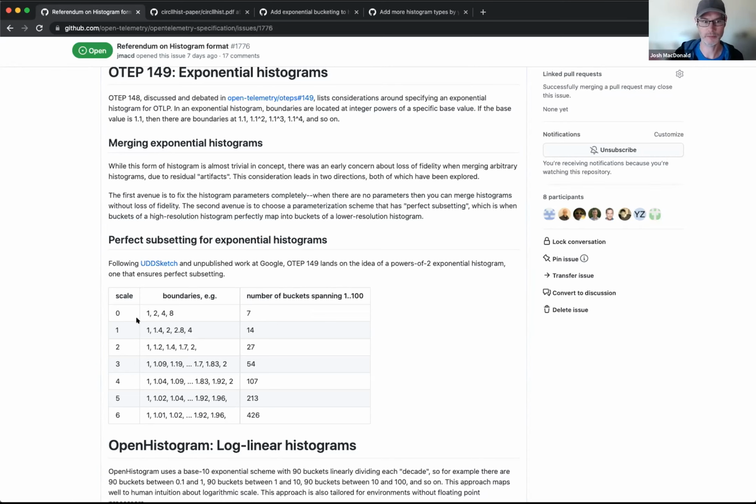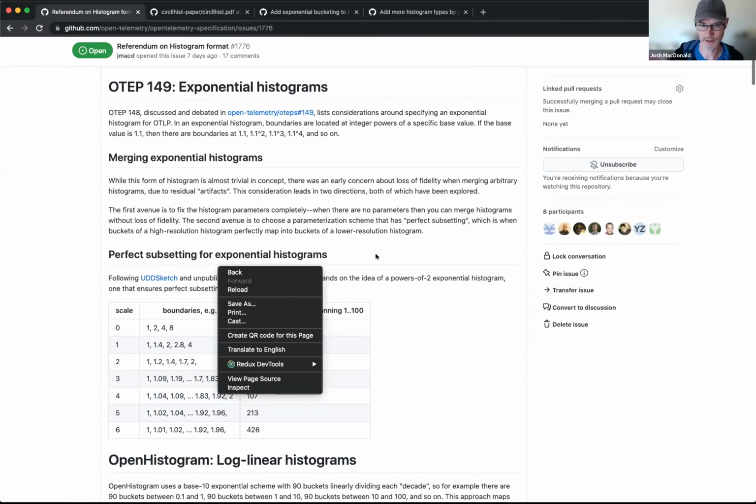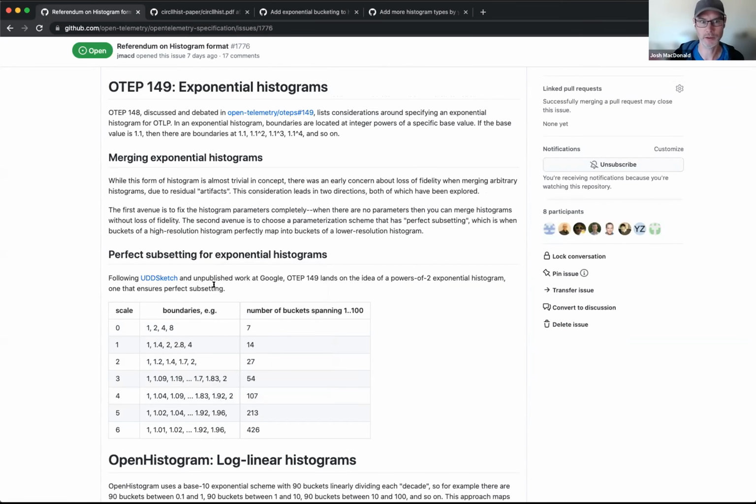So I chose, and then the format of that. Let's see. I didn't write down the equation here, but the format of this proposal in OTEP 149 is that your boundaries are located at 2 to the 2 to the x, or whatever x is, or k, where that's a scale factor. And we've inverted it so that larger scales give you higher resolution here.